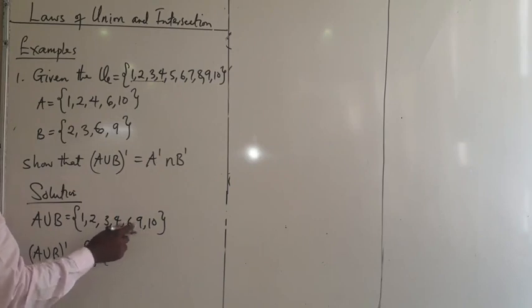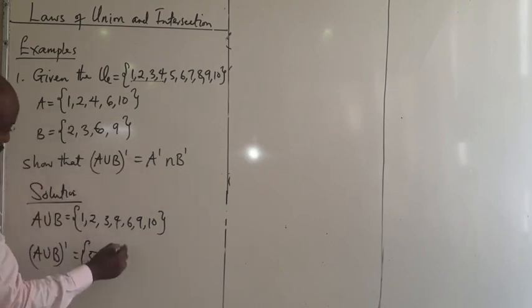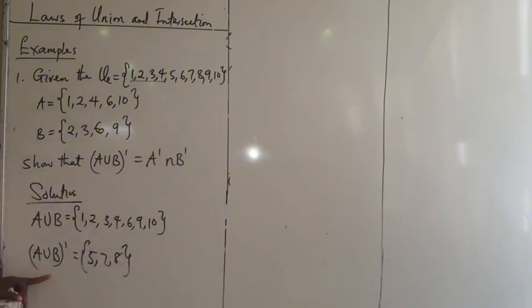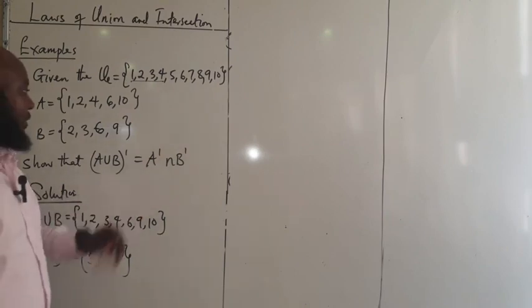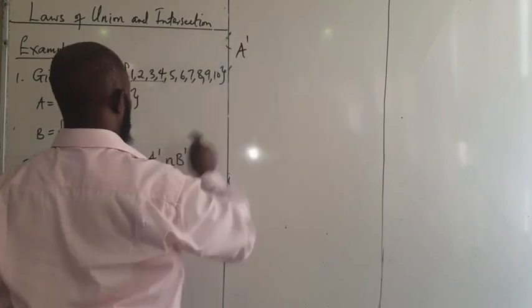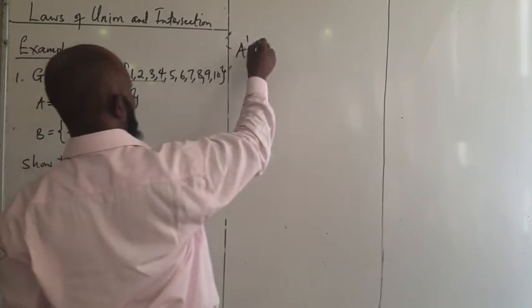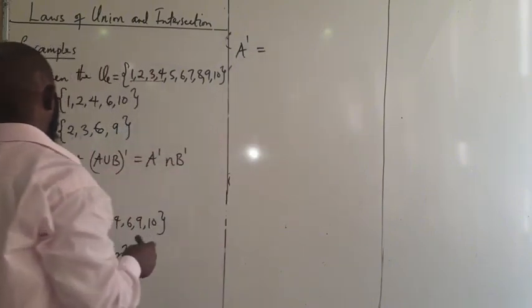We don't have it here. 8 is in the universal set, and we don't have it here as well. So this is A union B, everything was complement. So that's that and that. So the next is, let's now prove this: A complement intersection B complement. So let's look for A complement first, then we find the intersection B complement also.